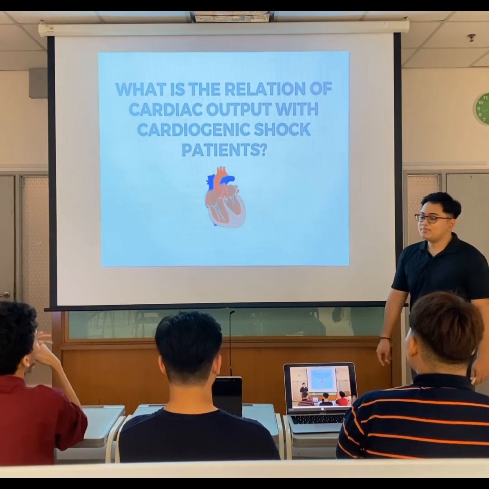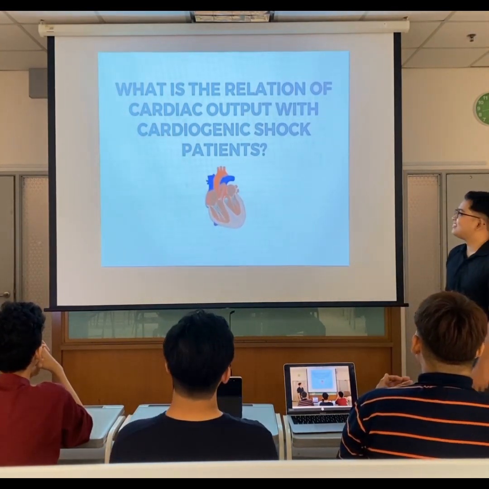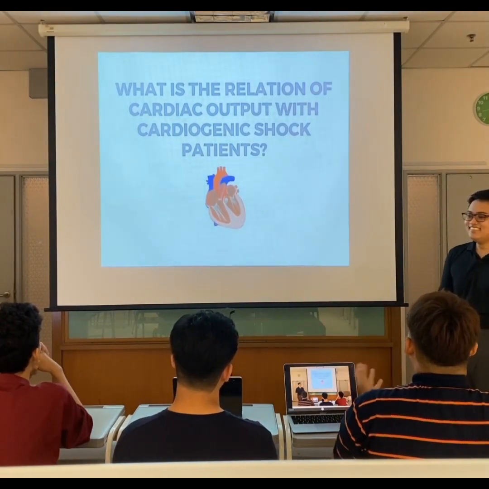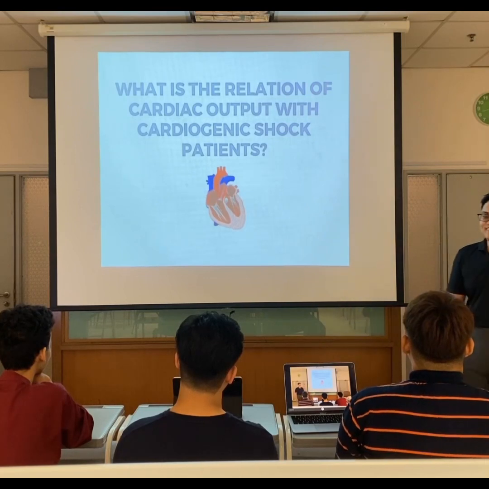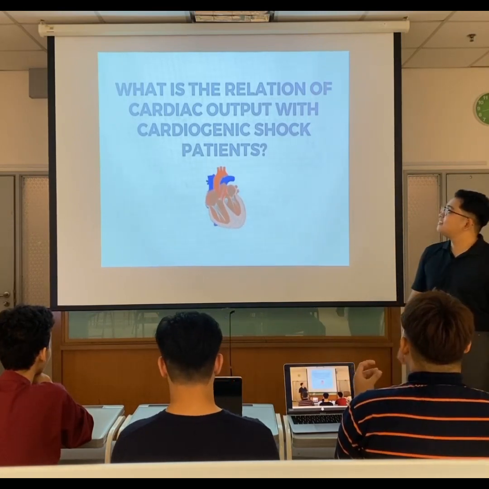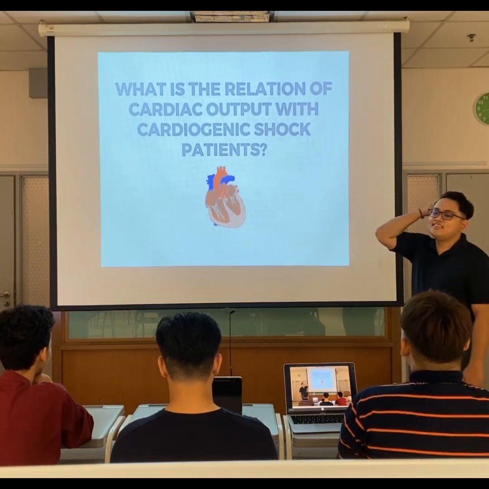When the cardiac output is low, the body cannot accept a lot of the blood. The heart does not pump correctly when the cardiac output is low. Yeah, true. The perfusion is low.